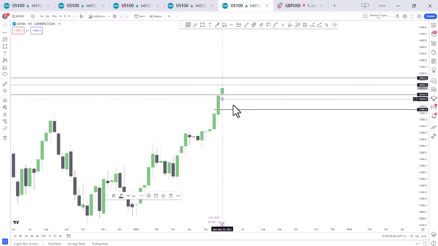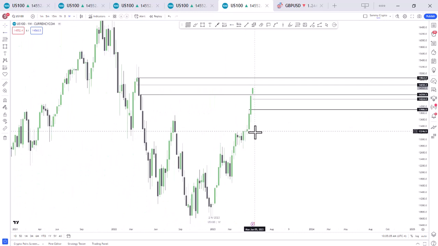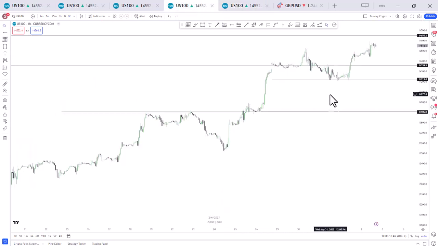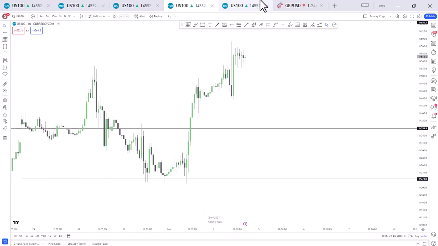I'm expecting, okay, don't take my word the wrong way, I'm strongly expecting price to reach for this weekly fair value gap before we continue the rally. Why? Because we have, on the hourly time frame, look at it on the hourly time frame.